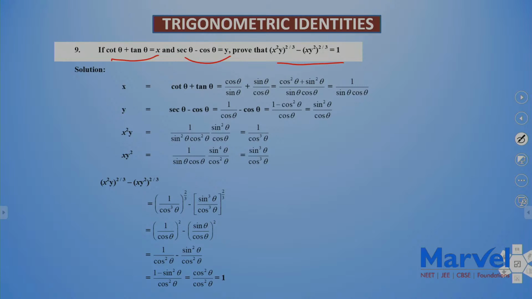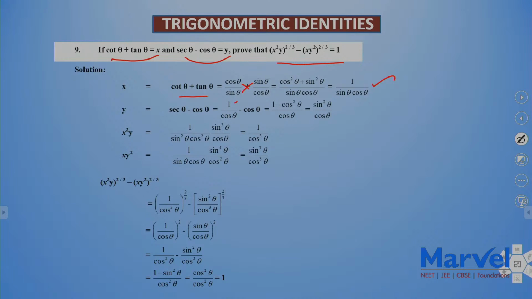So x equal to cot theta plus tan theta, basic functions, cos theta by sin theta plus sin theta by cos theta. If you cross multiply, (cos square theta plus sin square theta) by sin theta cos theta. So this is the simplest form of x. Next y, secant theta minus cos theta. So secant theta is 1 by cos theta, and cos theta as it is, if you cross multiply, (1 minus cos square theta) by cos theta, which is equal to sin square theta by cos theta.